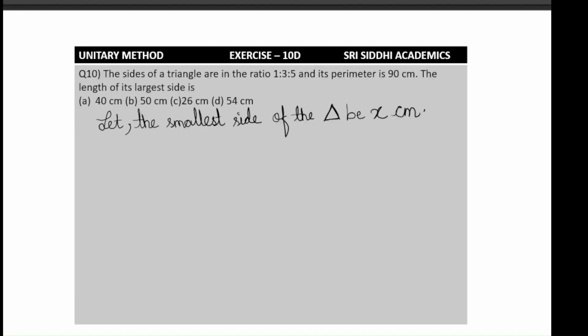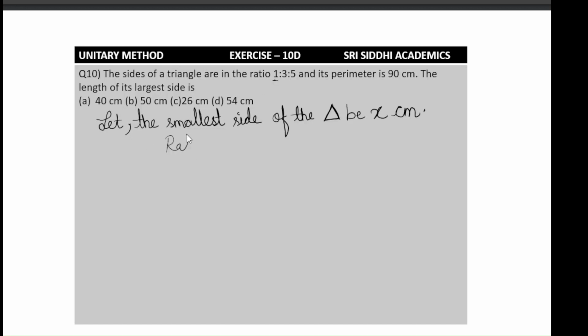Let's move to question number 10. The question says that the sides of a triangle are in the ratio 1:3:5 and its perimeter is 90 centimeter. Now the length of its largest side is, options have been given. Now in such kind of questions, what we should do, let's take the smallest side of the triangle be x centimeter. So which is the smallest side? 1, right?